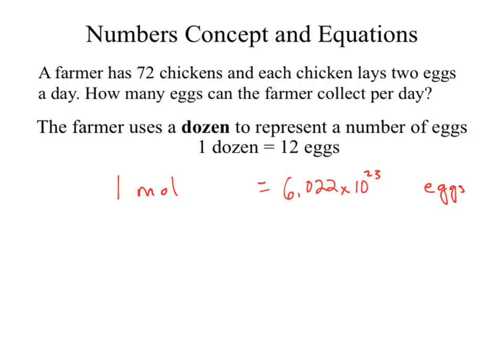1 mole of eggs is 6.022 times 10 to the 23rd eggs. Okay, that's a lot of eggs. But that's what's happening on our scale of chemistry. What we're working with to run an individual reaction is that many atoms or that many molecules, a scale that's reasonable for us to measure.